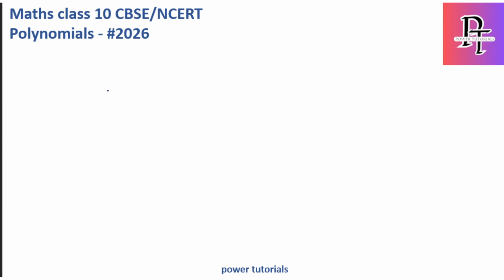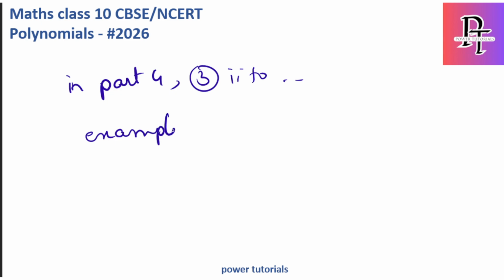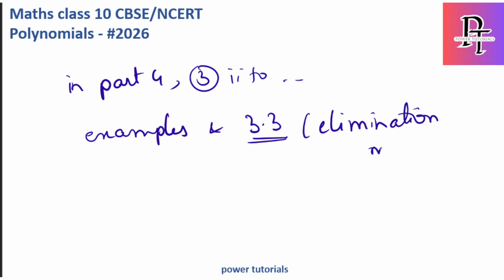So in the next video, we'll solve in part 4. The third question from exercise 2 onwards, and then we'll also solve examples and a few questions of 3.3 as well. In 3.3, there is a topic called the elimination method. This method is the last part of this chapter, and mostly by part 4, or if not possible, we'll try to complete in part 5.